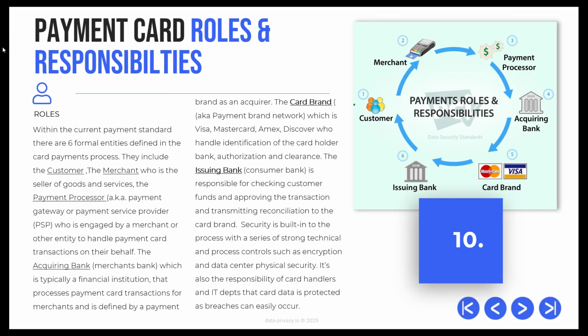Payment card roles and responsibilities. The purpose of this slide is to show you the journey of a payment transaction so you understand that security responsibility is distributed amongst many entities. These roles are defined in the payment card standard and have a duty of care in protecting transaction data as it crosses the network. The main things to note is that the transaction flow starts at the customer paying for goods or services with the merchant, which is then handled by the payment processor, acquiring bank, card brand, and issuing bank at consecutive points in the payment process.